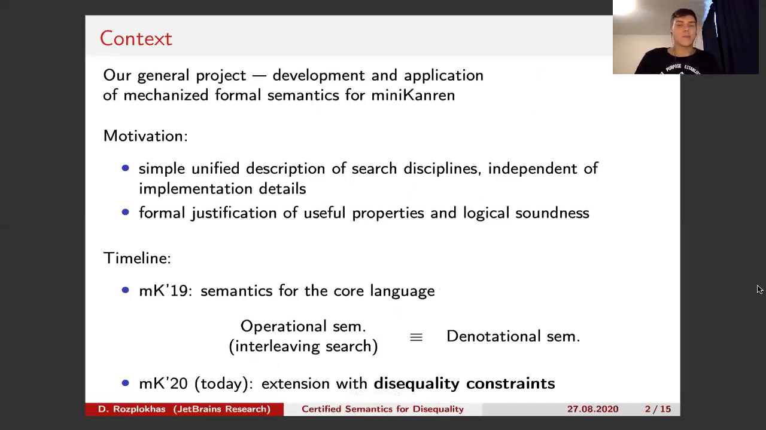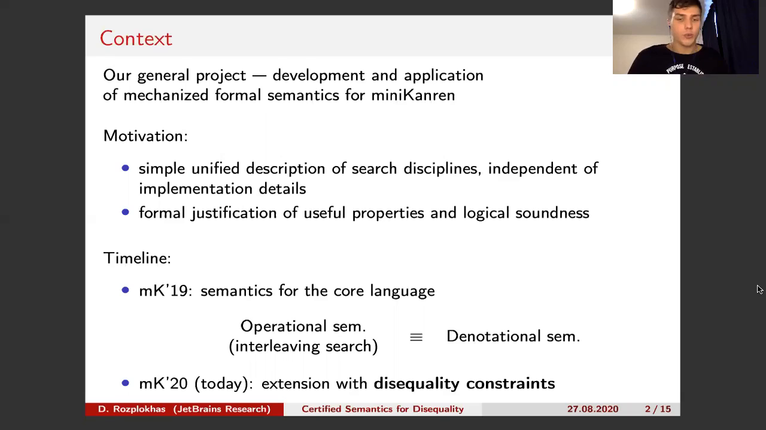Last year, at the first miniKanren workshop, I presented our project on development of mechanized formal semantics for miniKanren. Such semantics can be used as a simple way to describe search disciplines in miniKanren, independent of the specific version of the language. It can also be used to prove formally some useful properties of the language, including logical soundness of its extensions. I then presented our initial results, namely operational semantics for the core miniKanren, which reflects interleaving search canonical in miniKanren, and our proof of its equivalence to denotational semantics, which shows that the interleaving search is complete in some general sense.